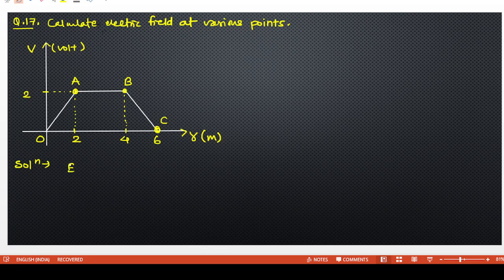Solution. We know electric field for the three-dimensional case will be minus ∂V/∂x into i, ∂V/∂y into j, ∂V/∂z into k. But if it is one-dimensional, you can simply write minus dV/dx into i. But here the dimension is not x. It is r. It is a one-dimensional case, but it is not x. It is r.